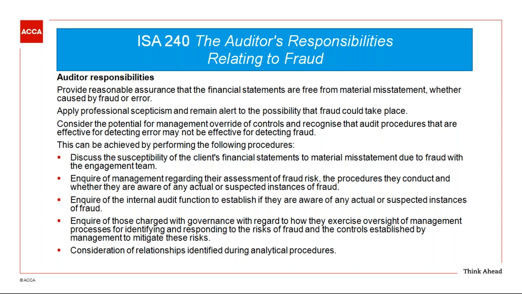ISA 240 is also one of the favorite areas of the examiner: the auditor's responsibility related to fraud. The primary responsibility for the prevention or detection of fraud stays with the management, but the auditor is not free from responsibility. The auditor is partially responsible, and he needs to reasonably assure that the financial statements are free from material misstatement caused by fraud or error. This is the requirement of ISA 240 and the ISA 200 objective of audit as well. So yes, the auditor needs to increase his skepticism and remain alert if there is a possibility.